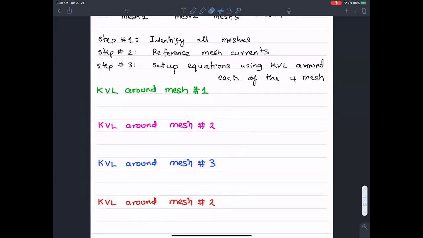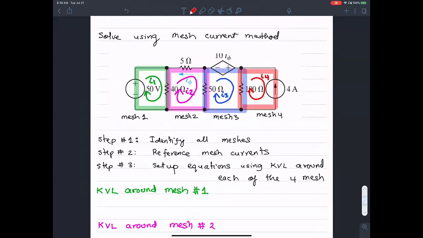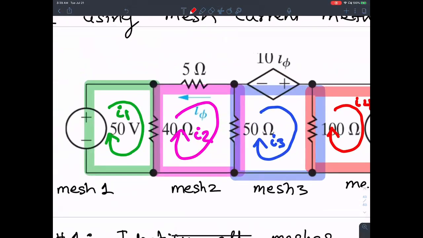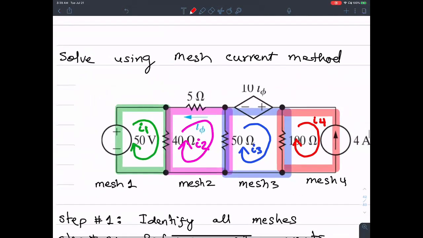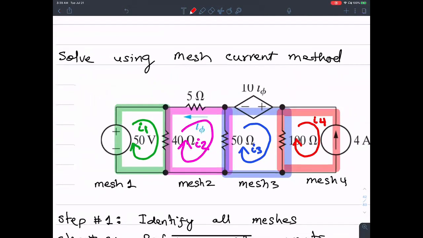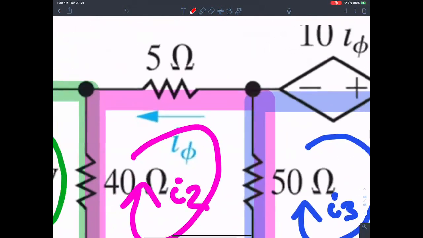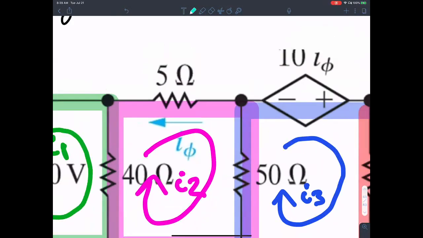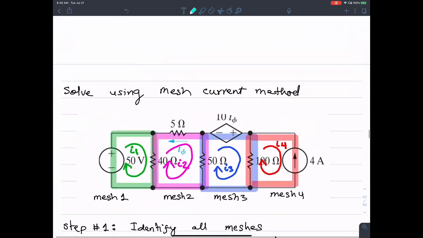It turns out that 4 mesh equations are not enough here. If you look at the unknowns, there is I1, I2, I3, and I4, 4 unknowns, and not just that. There is another one. Don't forget this I5. So it seems there are 5 unknowns. In order to solve those 5 unknowns, I would need 5 equations.